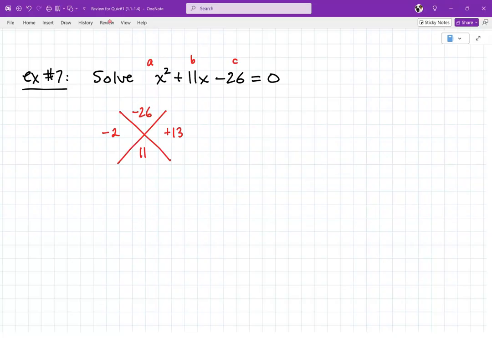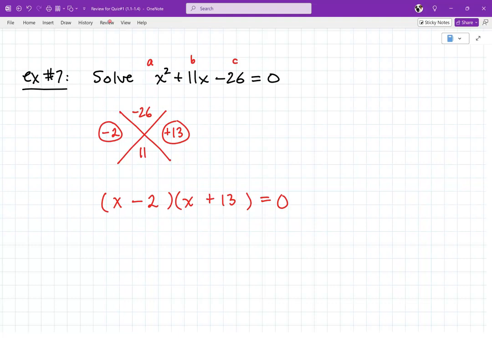You're supposed to divide, right? Once you find these numbers, you're supposed to divide by A. A is 1. So do I have to divide? No. Dividing by 1 doesn't change anything. But if A was like 3, then yeah, I got to divide. So I'm not even going to divide because it's a 1. So here we go. We're done. Let's write out the factors. So x's go here because that's the letter I'm using. The minus 2 and the plus 13.